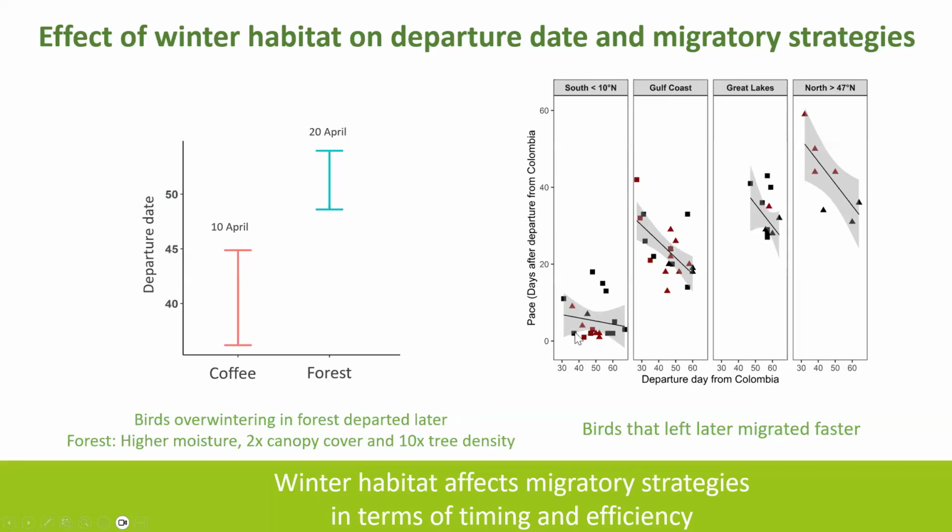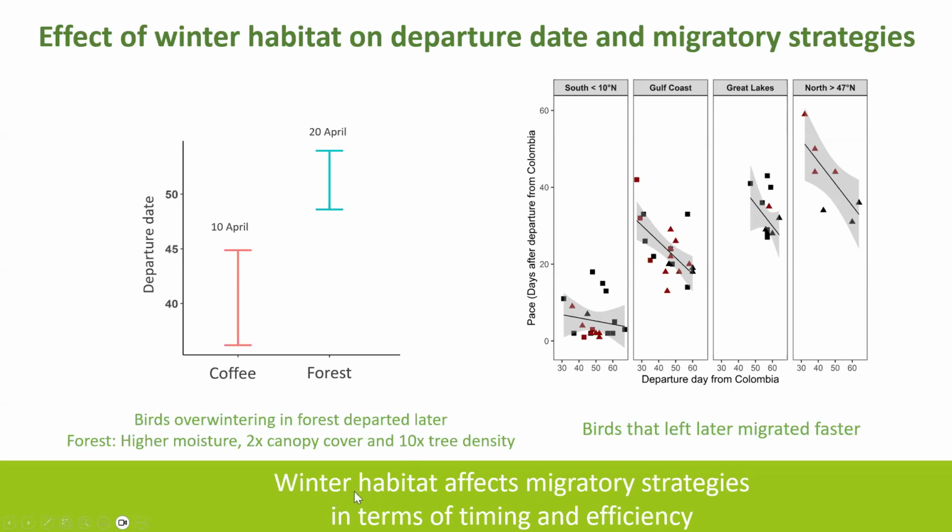We found that, opposite to what we expected, the birds that left later took less time to arrive to each of these regions. So they left later, but they traveled faster. So this negative relationship between the date on which they left and the speed of migration was sustained on the arrival to each of these regions.